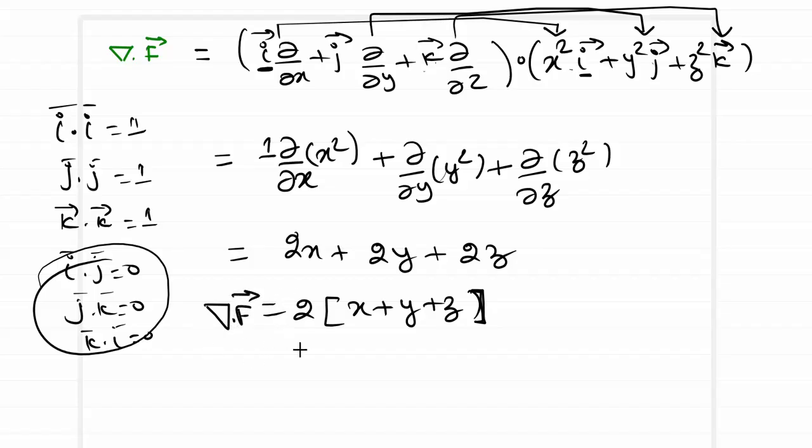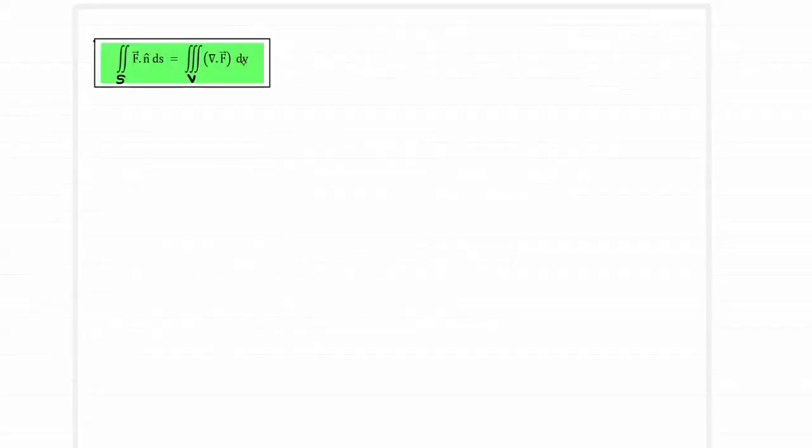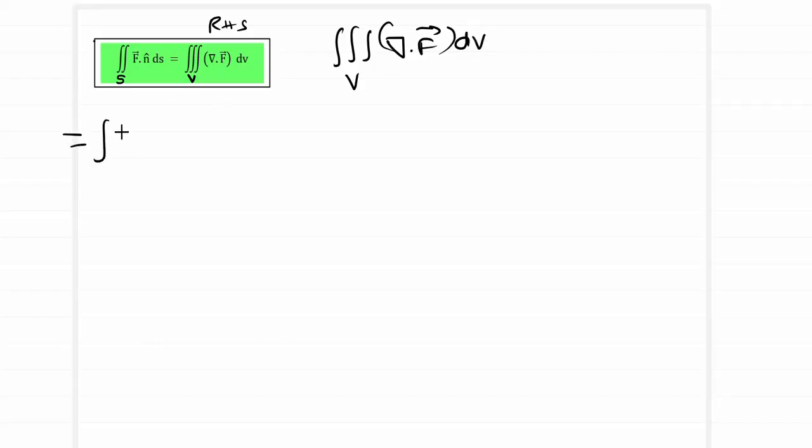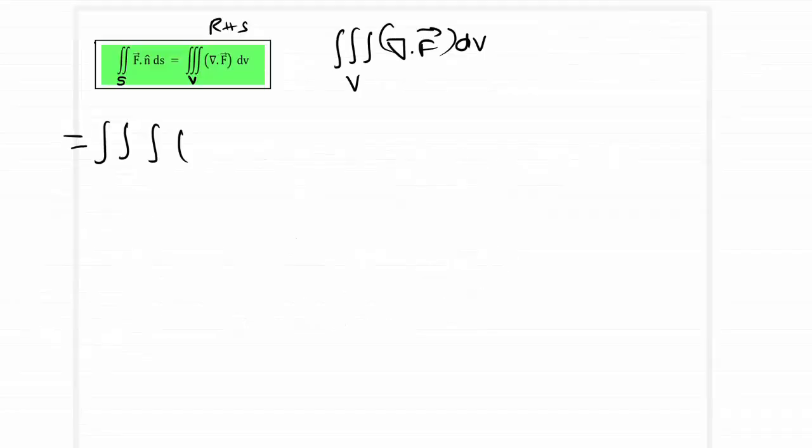What are we going to do with this del dot f vector? Now go and notice the formula for your Gauss divergence theorem. We are evaluating the right hand side, triple integral over v del dot f into dv. Now this can be expanded with del dot f, which we just found as 2 times x plus y plus z.